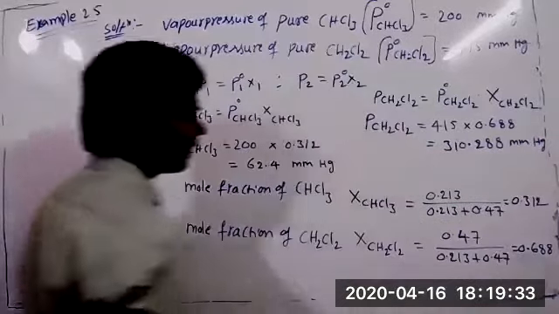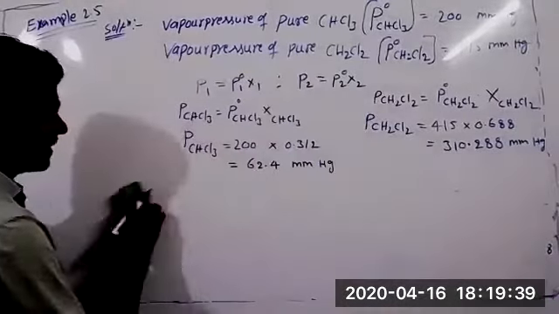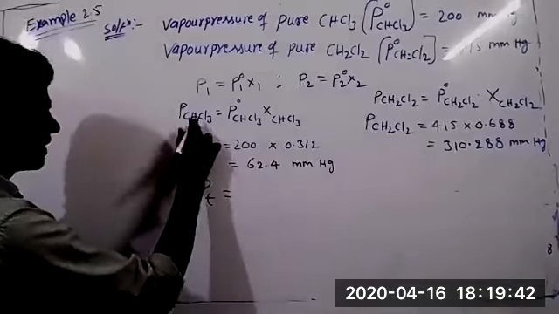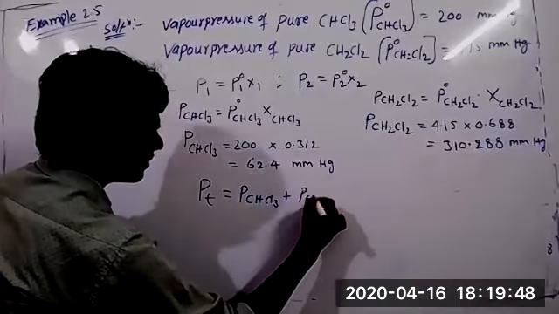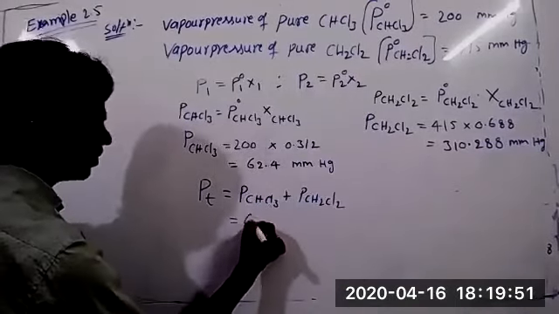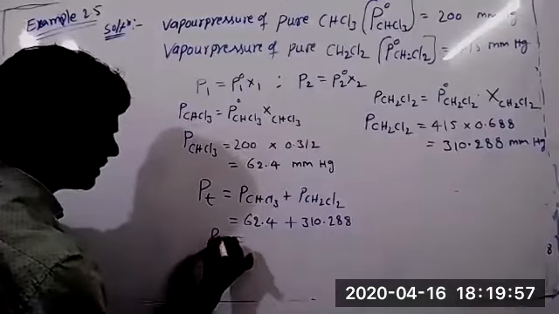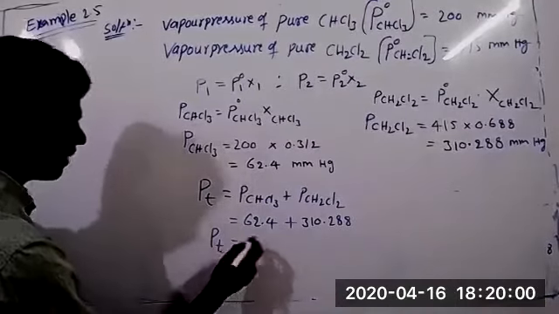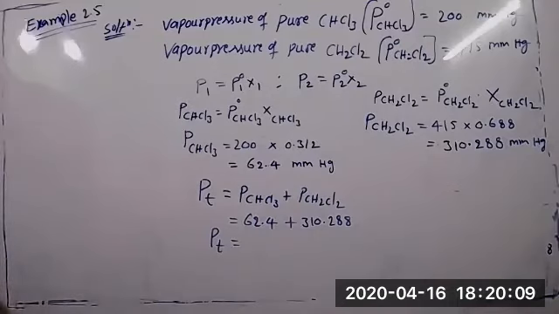Okay. Next, we want total pressure. P total is equal to just this and that mixed, add: P CHCl3 plus P CH2Cl2. 62.4 plus 310.288. Add both the values. So 372.688.